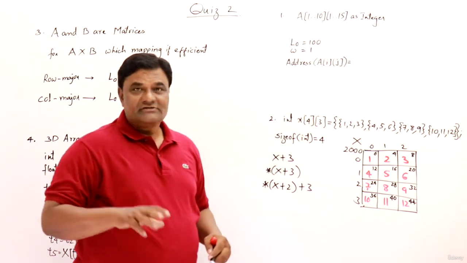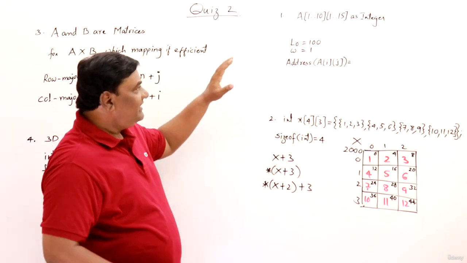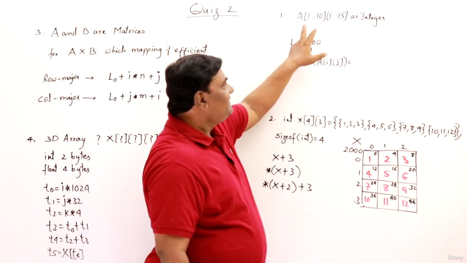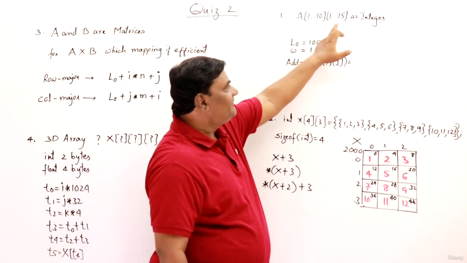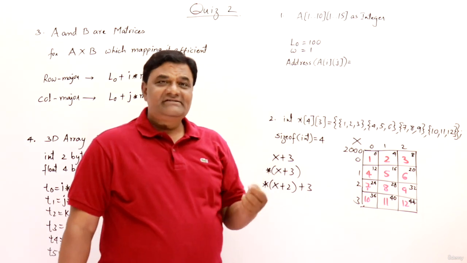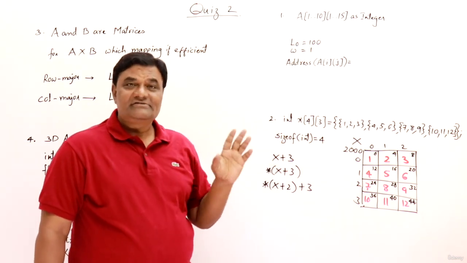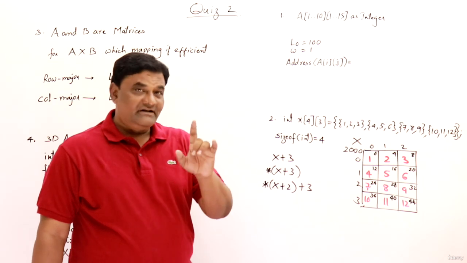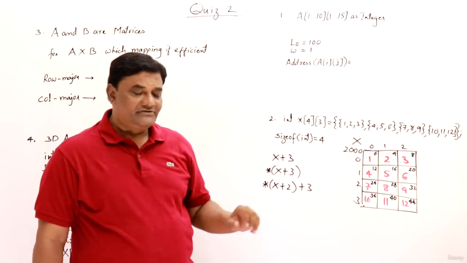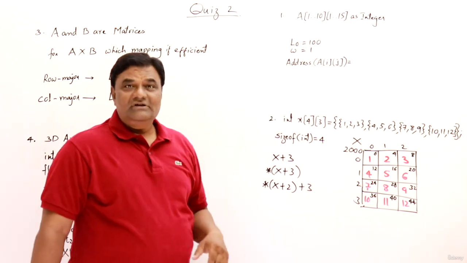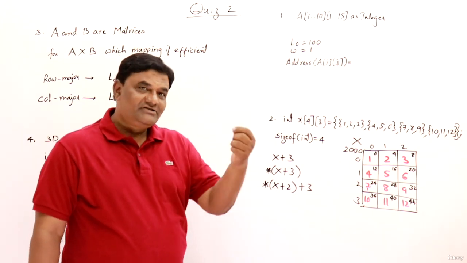The first question says that there is an array of type integers with 2 dimensions. The dimensions are 1 to 10 and 1 to 15, and the base address of the array is 100 and the size of an integer is 1 byte. Word size is 1 byte. It is given in the question. So I have written it like this. Then we have to find out the address of any location i and j.